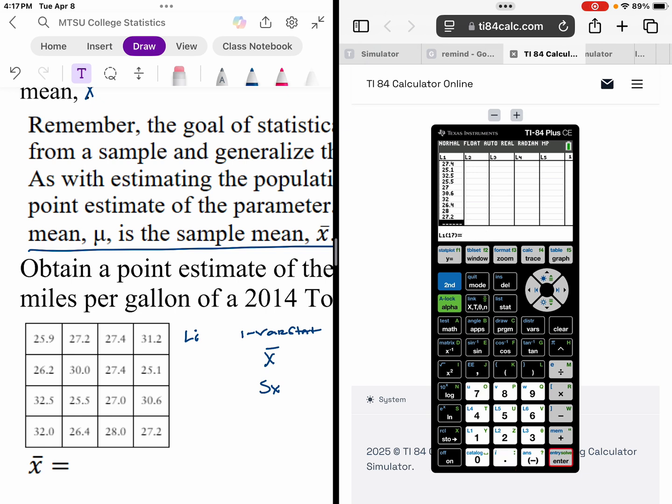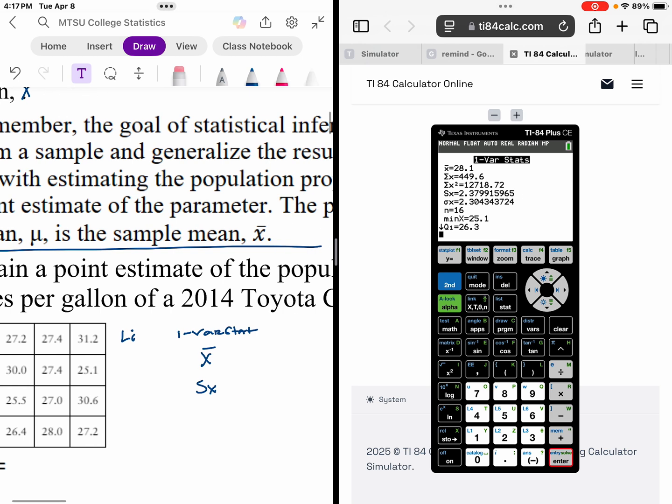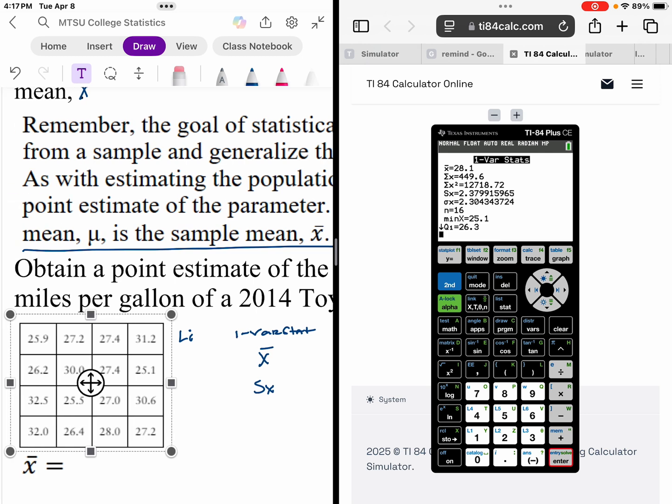All right, there we go. It looks like I got everything, 4x4, 16. So I'm going to do a 1-var stats on this column. And we're going to say that x bar, again, we try to grab at least 4 decimals as we go. This one was only a one-digit decimal, so we're okay on there.